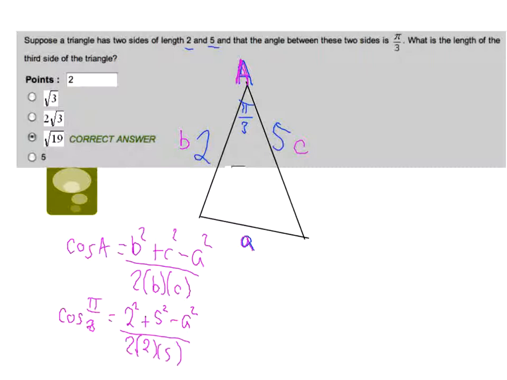I just need to solve for my A squared. So this kind of goes back to Algebra 1, getting a variable by itself. This one's a little more complicated than Algebra 1, but we're just going to combine some like terms. So on top, let's say 2 squared plus 5 squared. So 4 plus 25 gives me 29.